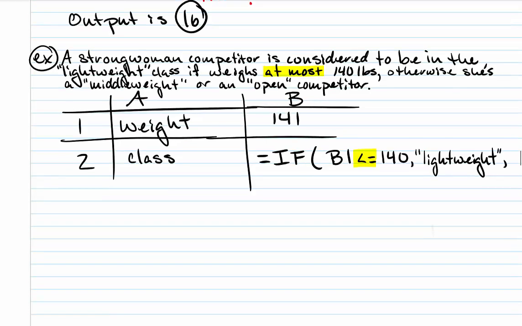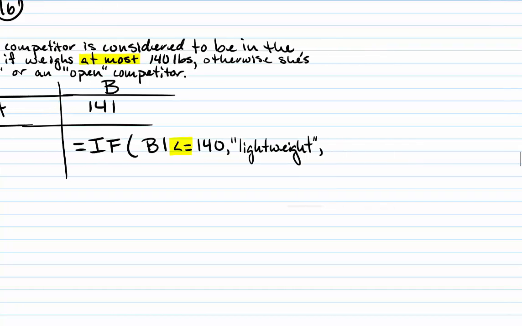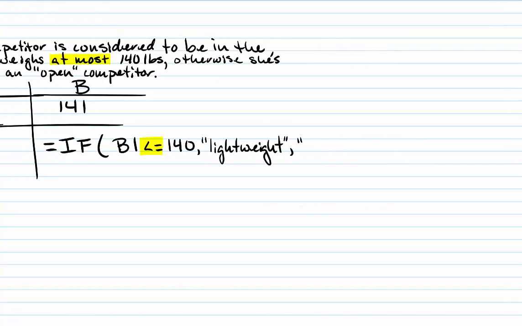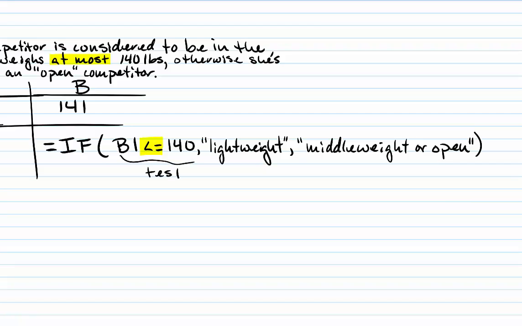Now, what if it returns false? Well, then we would return middleweight or open. And that's all in quotations. That's how you get Excel to output text. So again, this is what you're testing. This is what you output if it's true. This is what you output if your test is false. Let's do another example.